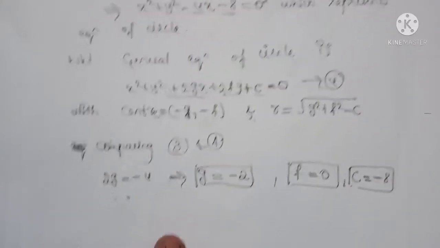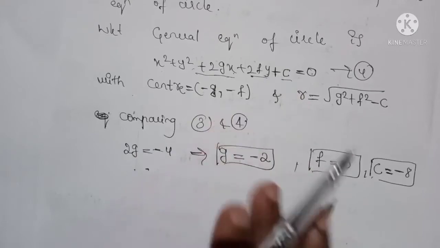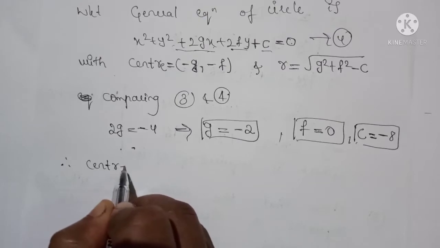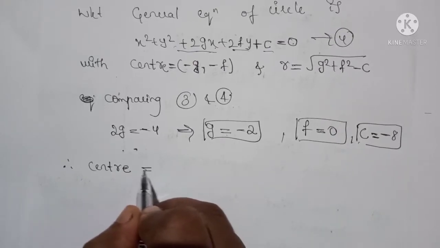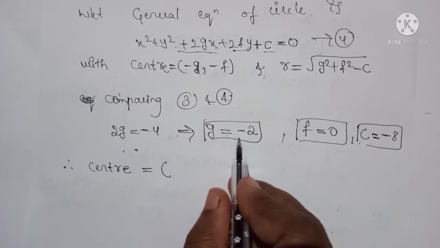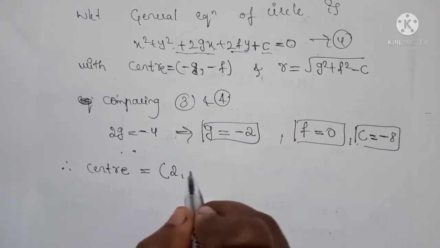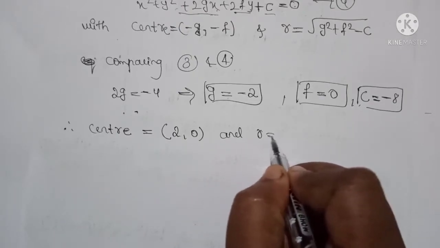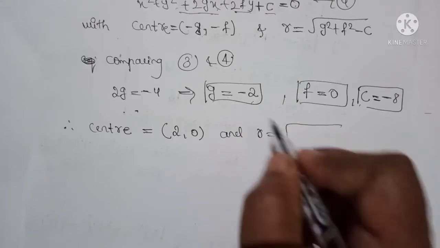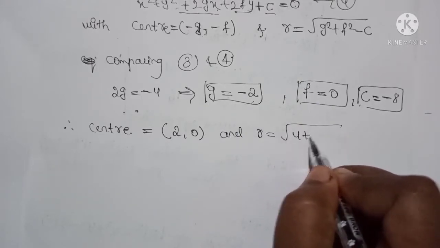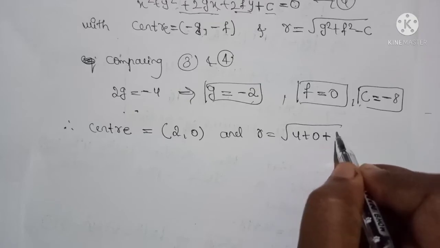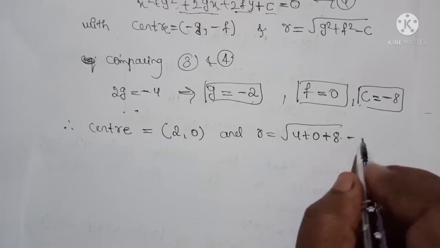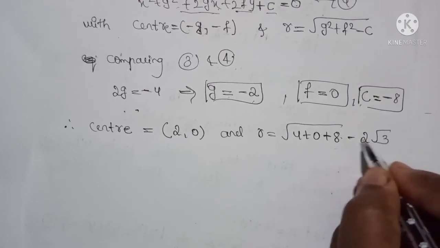Thus substituting into the center and radius formula, we get the center is (-g, -f), which means minus into minus, we get (2, 0), and the radius r is equal to the square root of g square, that is 4, plus f square, 0, minus into minus 8, plus 8. Simplifying this, we get the square root of 12, which can be written as 2 root 3.